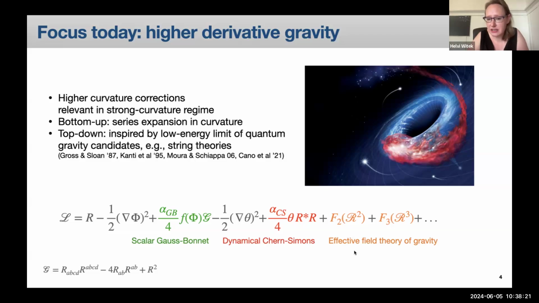People also started thinking about what's called effective field theory of gravity, where you really take this idea of a series expansion in curvature seriously and say, okay, the first order term is my Ricci scalar, and then I add terms that go like Riemann squared, Riemann cubed, and so on and so forth. There has been very nice work, for example, by Aaron Held and Ramiro Cayuso in this regard. So this is what we want to focus on today.